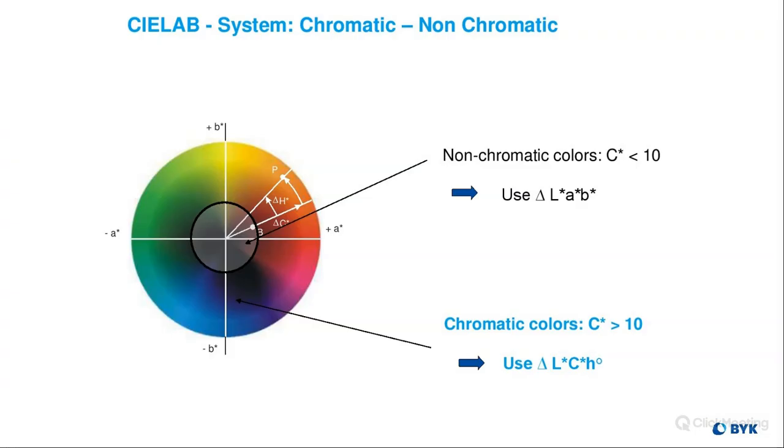As I spoke of before, for chromatic colors, you're going to want to use LCH, whereas for non-chromatic colors, you want to use LAB. This is because you can get more accurate representations of where you are in color space depending on what type of color you have. For non-chromatic colors, you want to use LAB when your chroma is less than 10. For chromatic colors, if your chroma is greater than 10, you want to use LCH.